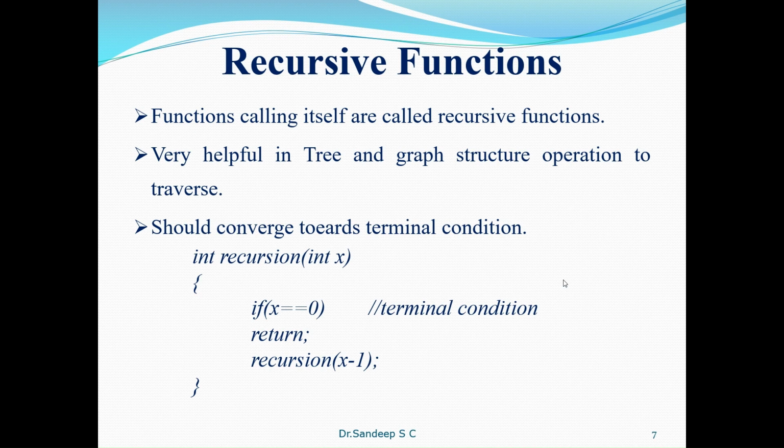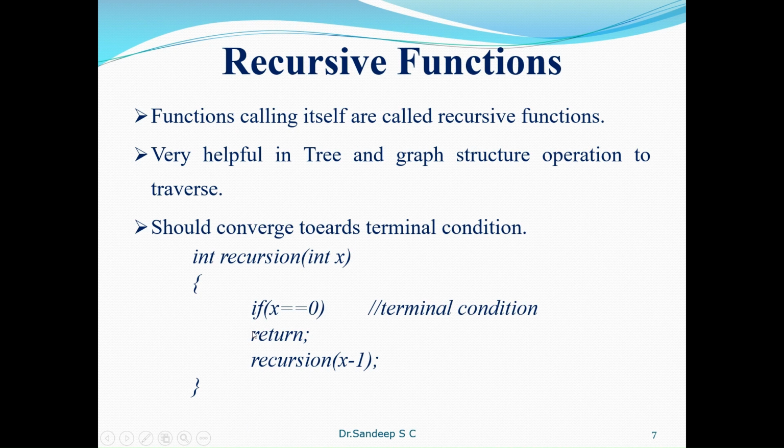And these recursive functions are very much helpful when we develop data structures like tree, graph. To traverse through the graph or a tree from one node to another node, we can use a recursive function to meet the condition. So always a recursive function should converge towards the terminal condition. There should be an end for the recursion. It should not be an infinite recursion. Otherwise, you will always get a stack overflow as a runtime error if we don't take care of the terminal condition.